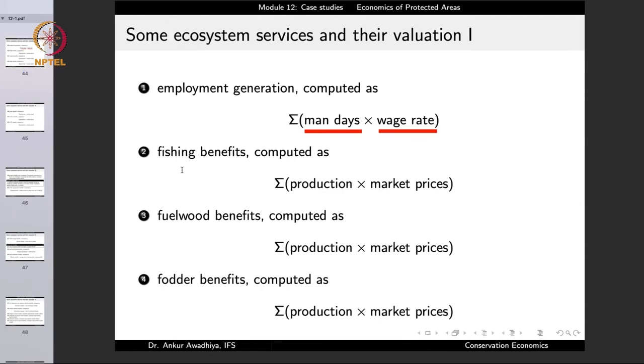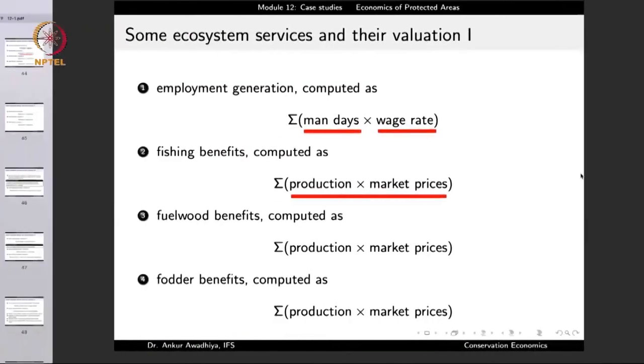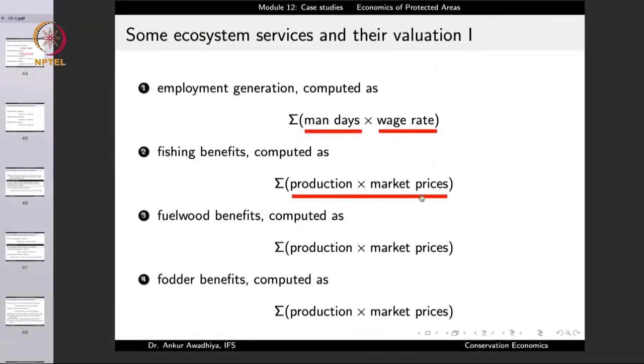Fishing benefits, which is the sum of production into the market prices. Now, in some protected areas, we do permit fishing, especially in the buffer areas. So if there is a buffer area and it is getting water from the protected area, or it is a part of the protected area and it is also getting benefited or protected because of the activities in the protected areas, what is the amount of fish catch? What is the market price of that fish? So when you do a sum over the production into market prices, you get the fishing benefits.